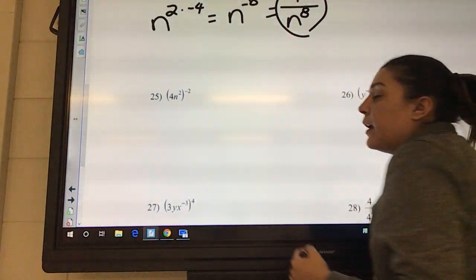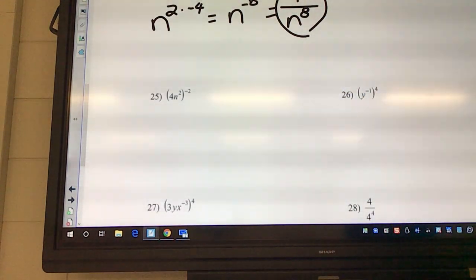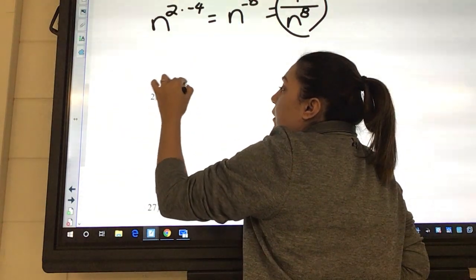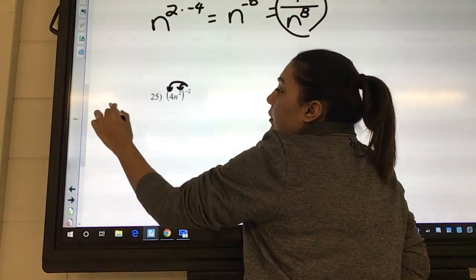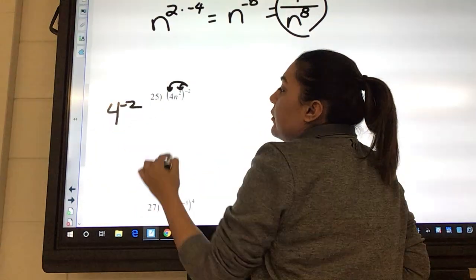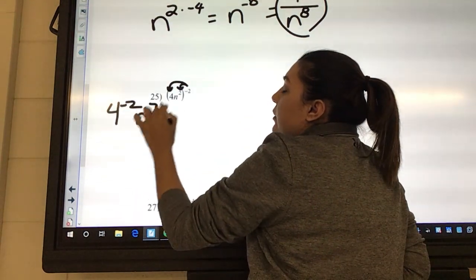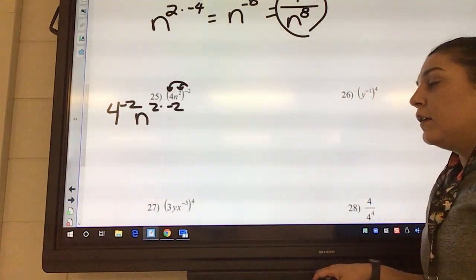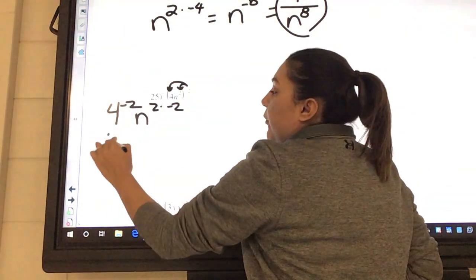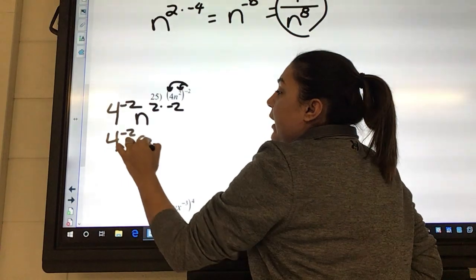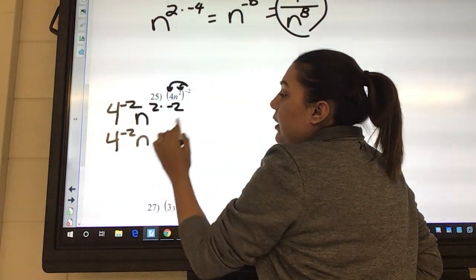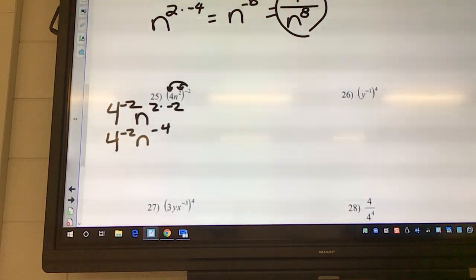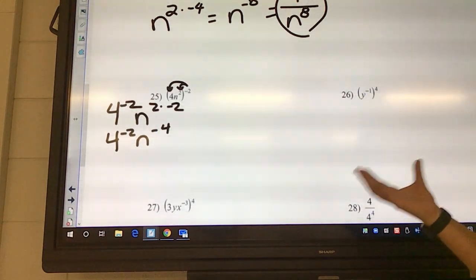25. We have letters and numbers, and the number on the outside needs to go to each big number and each little number. So you're going to have 4 to the -2, n to the 2 times -2. We have 4 to the -2, n to the, and 2 times -2 is going to be -4.